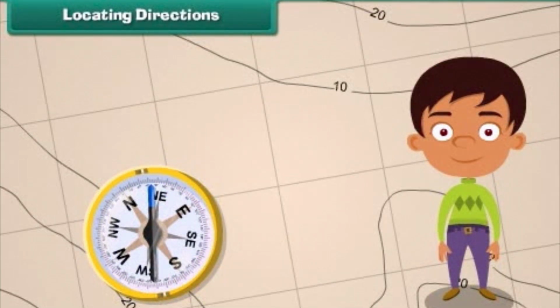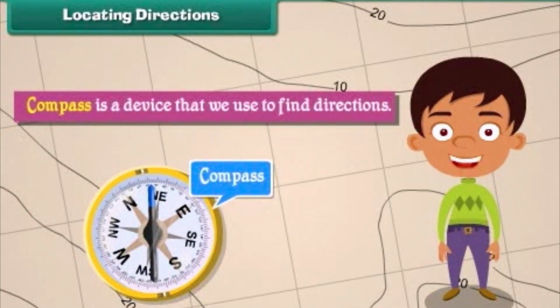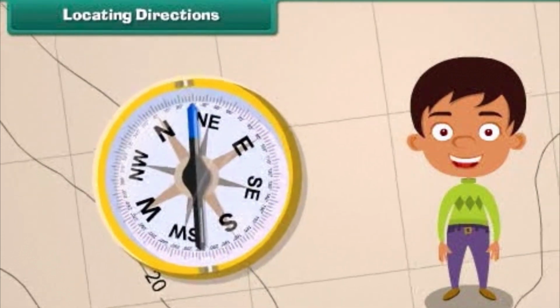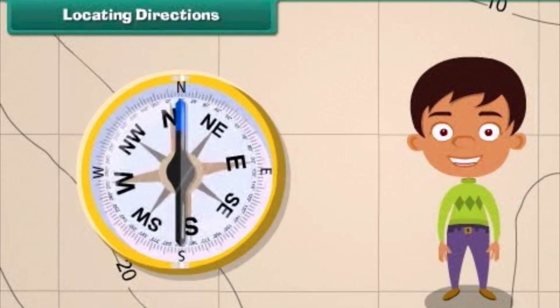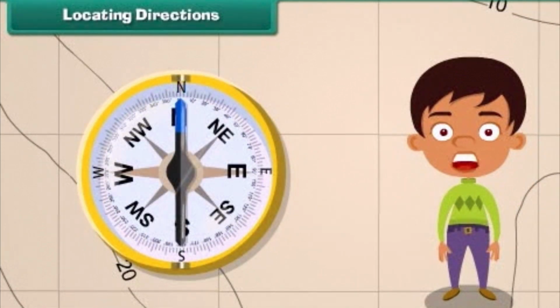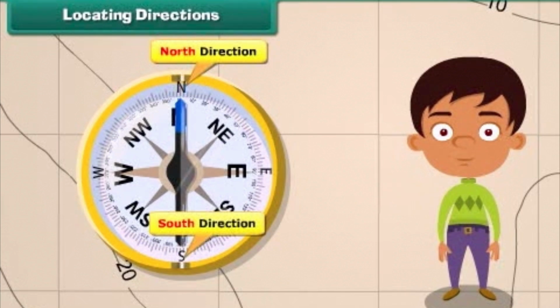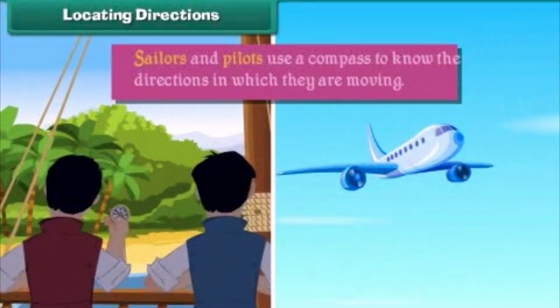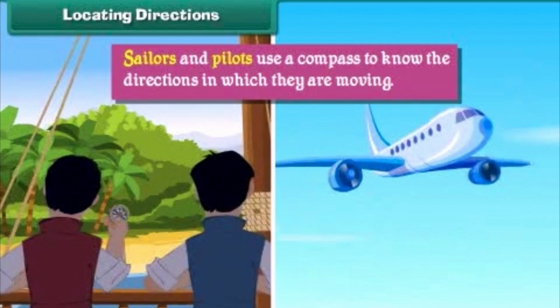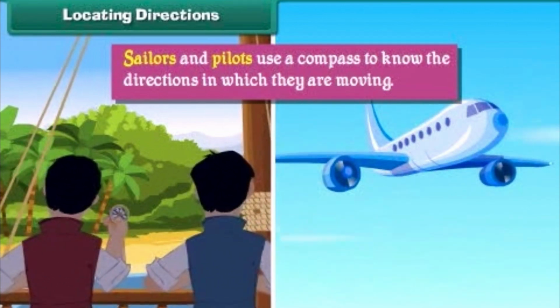Locating directions. Compass is a device that we use to find directions. A compass has a needle that rotates to indicate direction. The head of needle always points towards north and the tail towards south. Sailors and pilots use a compass to know the directions in which they are moving.